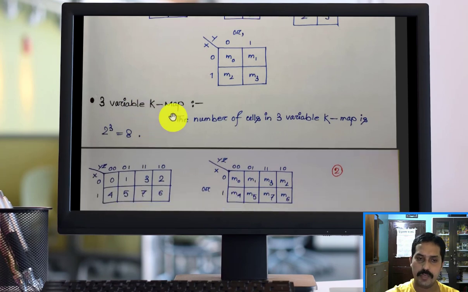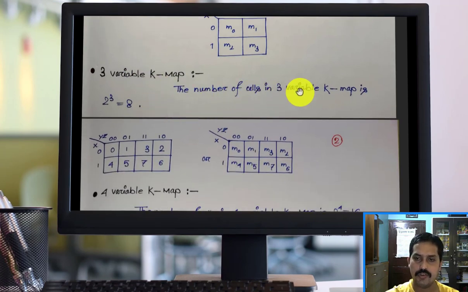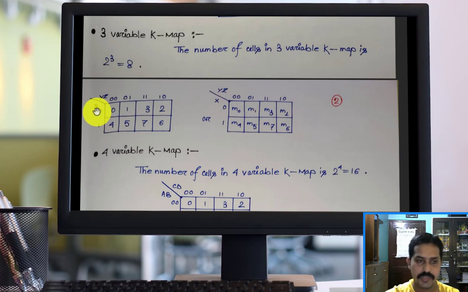Now for the 3 variable K-map method, the number of cells in a 3 variable K-map is 2 to the power 3, because the number of variables is 3, that equals 8. Now this can be written as x, y, z. You can also write here x y, here z. This will be horizontal and that will be vertical. Now here x means 0, 1, yz means 0 0, 0 1, 1 1, 1 0. Now this is a trick to write down this 0, 1, then 3, then 2.